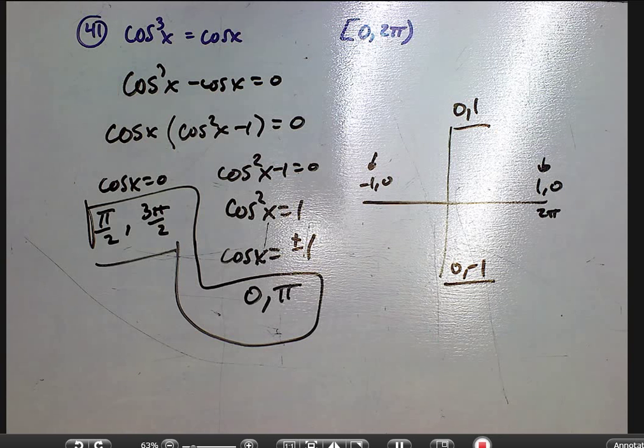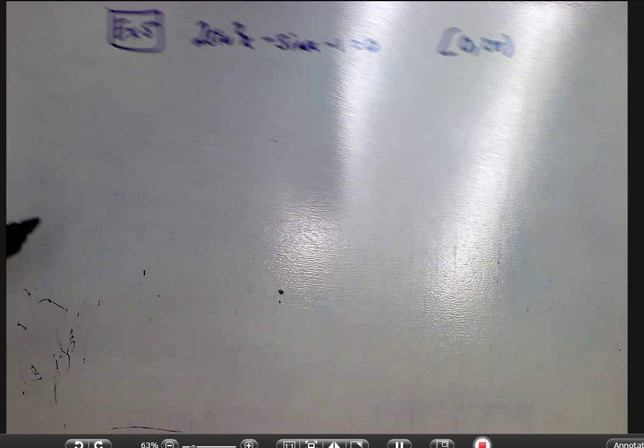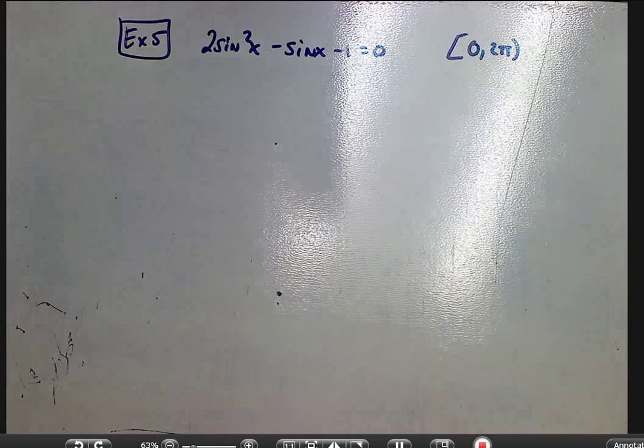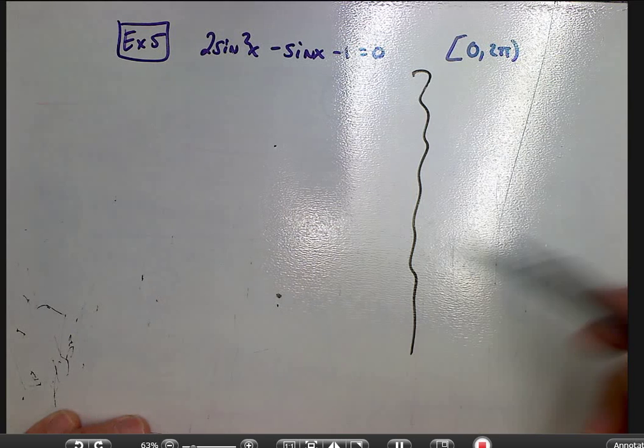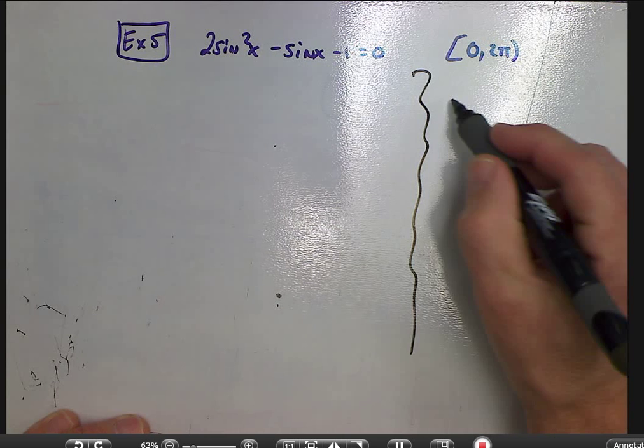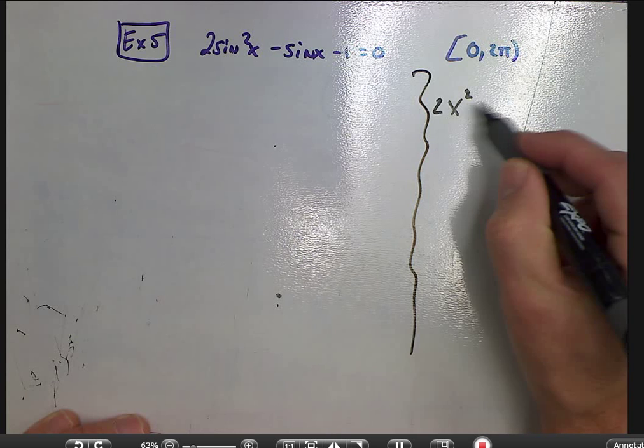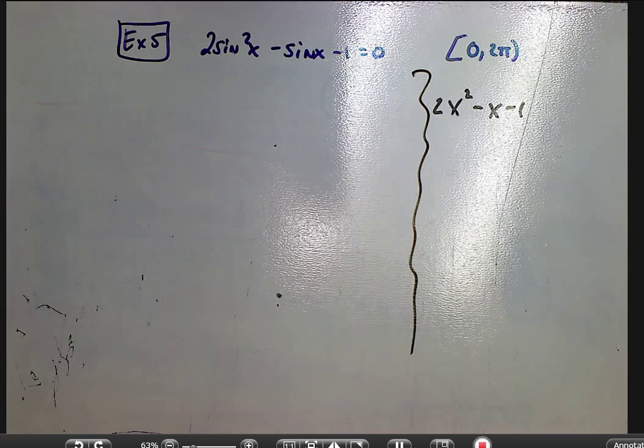Let's go ahead and move on forth to example 5, last example for this lesson. This looks like a factoring job. Let's go ahead and draw a little line down the middle. If I replace sine squared with x squared and sine of x with x, I'm left with that.